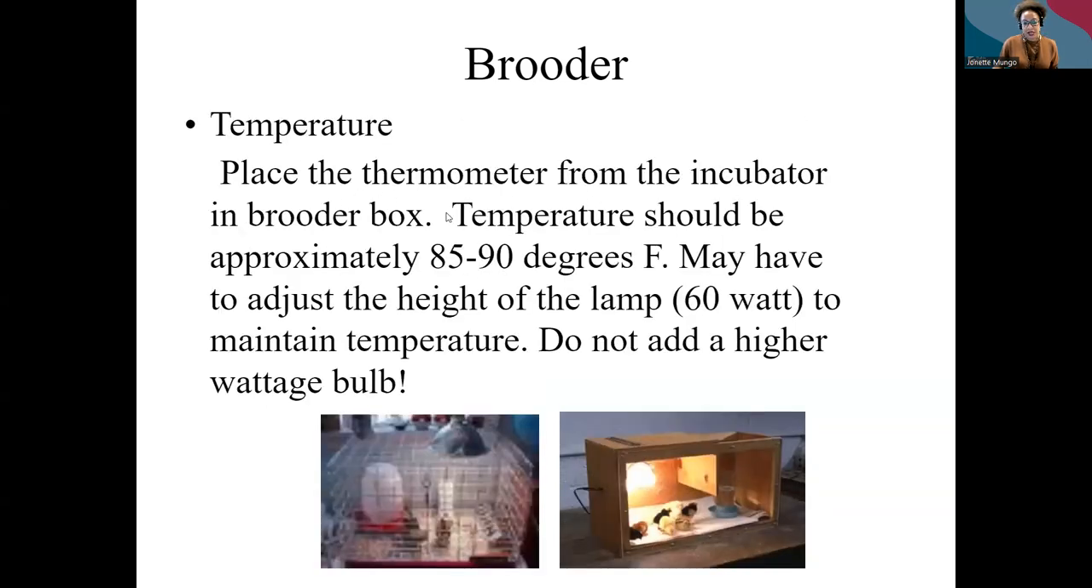Put a thermometer in your brooder box. You want that temperature to be between 85 and 90 degrees Fahrenheit. You may have to adjust the height of the lamp, like I said, but do not add a higher wattage bulb, okay? You can get these heat lamp sources from Tractor Supply or Southern States. I'm not sure if Walmart will carry them at this time of year or not, but you can find them from any type of farm supply store.